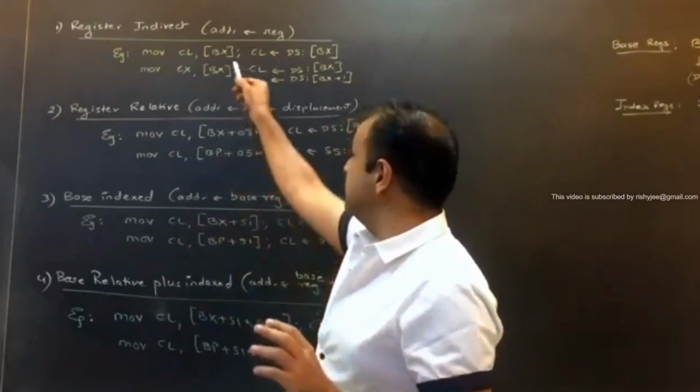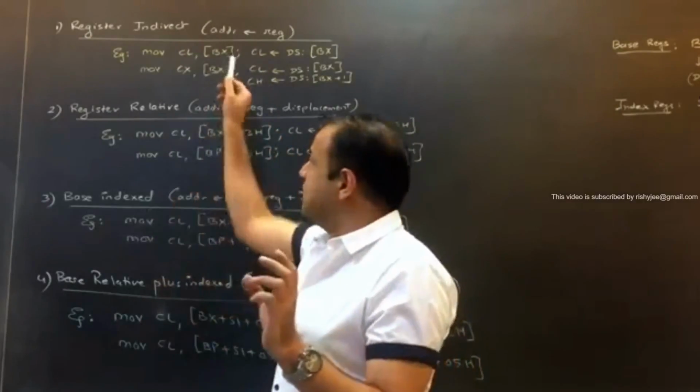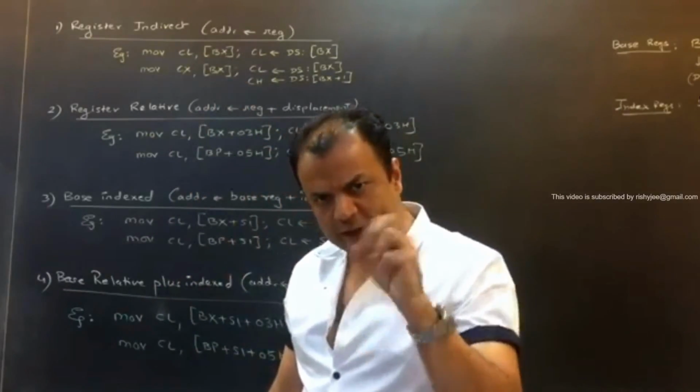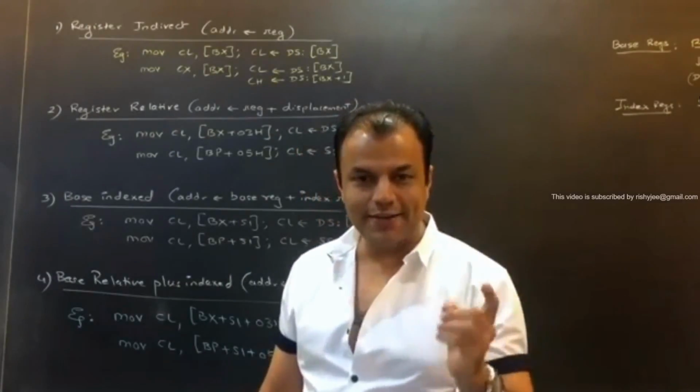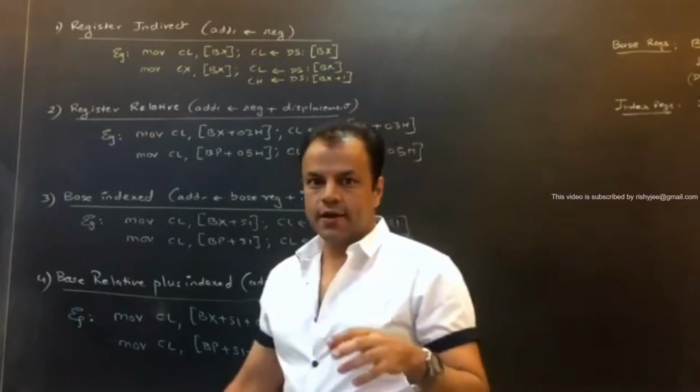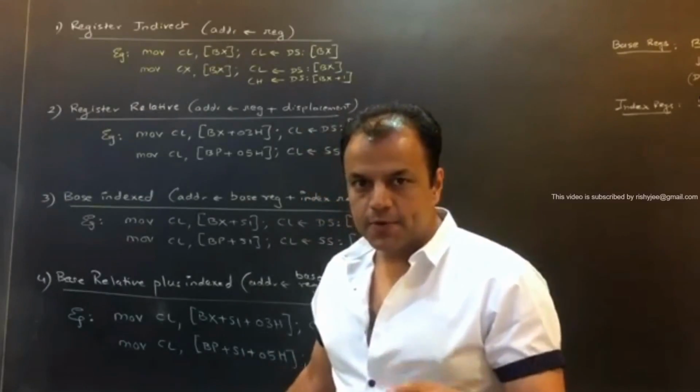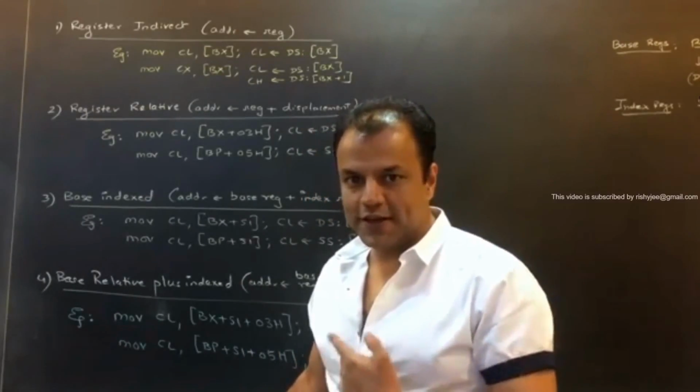So the processor, when it gets this instruction, will see there is BX, will go to BX. From BX it will get a number. That number will only act as an address. The processor will go to that address. From there it will extract the data. I say again, more than 95% of operations are done using indirect addressing mode.